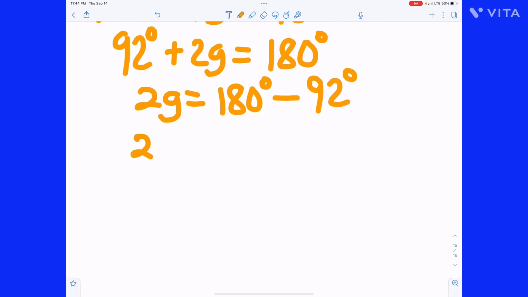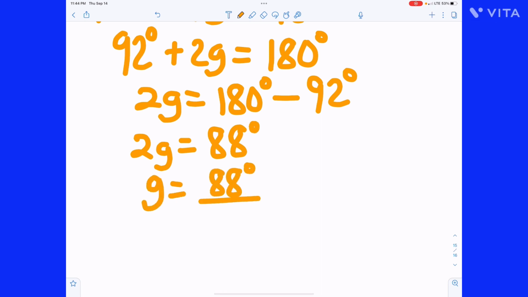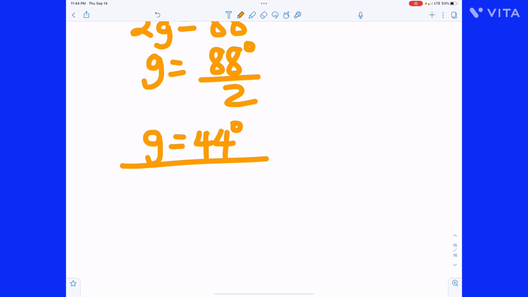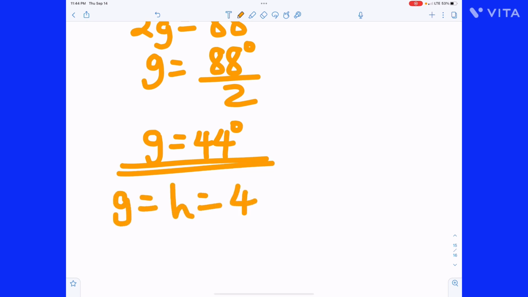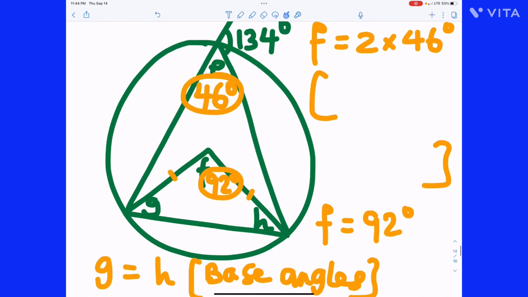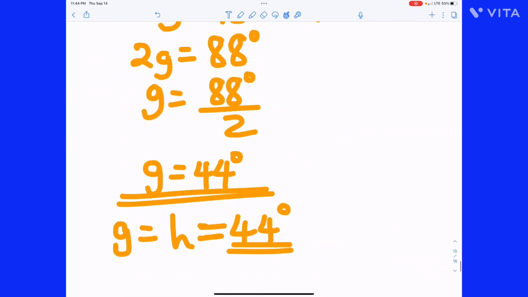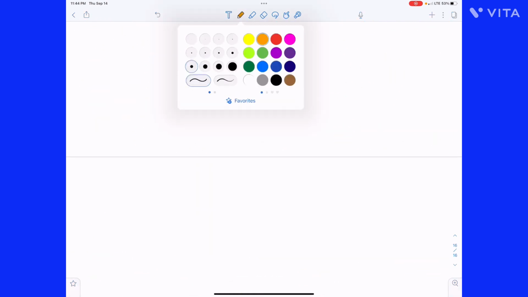2G is 180 minus 92. What does that give you? 180 minus 92 is what? 88. So G is 88 over 2. And G is what? 44 degrees. So G is 44 degrees. That means H is 44 degrees. So that ends question 4B. Let's go to 4C now.